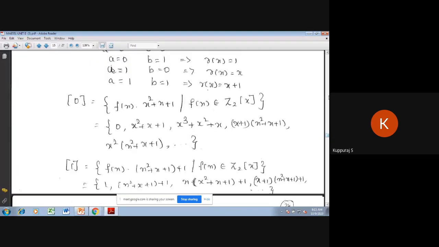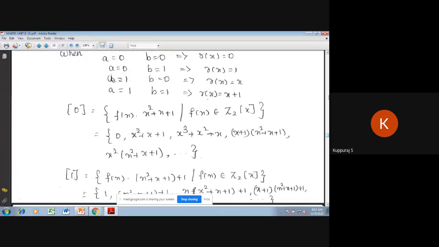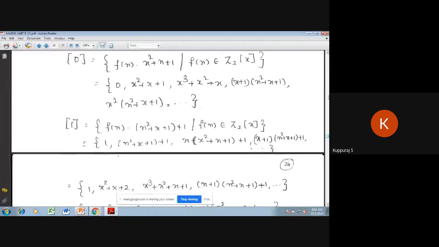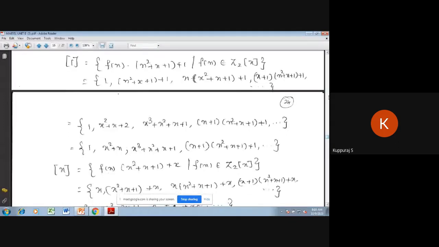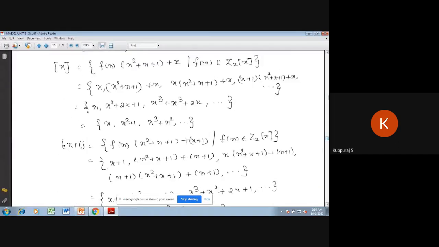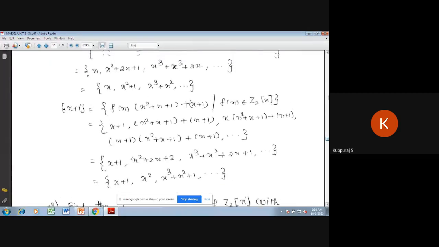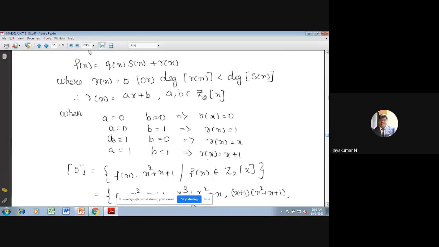Actually, you have to form the classes. So we have the remainders 0, 1, x, x plus 1. So the remainder has totally 4 classes: 0, 1, x, and the last one is x plus 1. So this is the important problem.